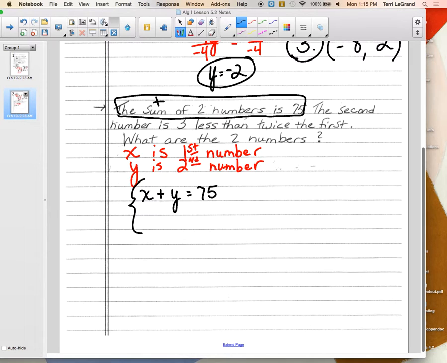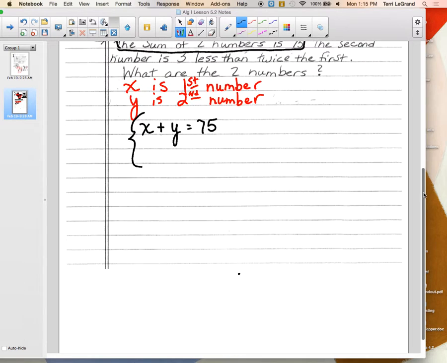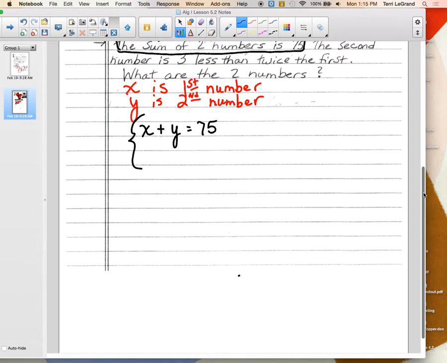Who thinks they can come up with the other one for us? Second number is 3 less than twice the first. Ricky? So would that be Y? Oh wait, no. Y equals 3 minus 2x. Is 3 less than twice the first. Subtraction's fussy, remember? Going back. 2x minus 3, yeah, y equals.